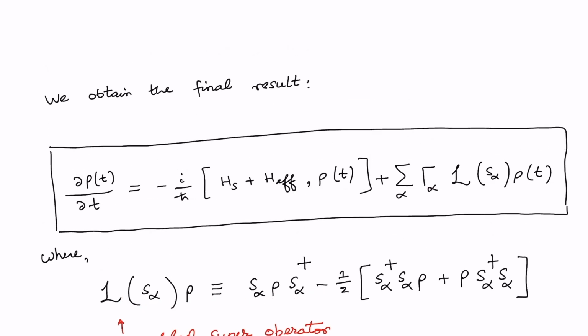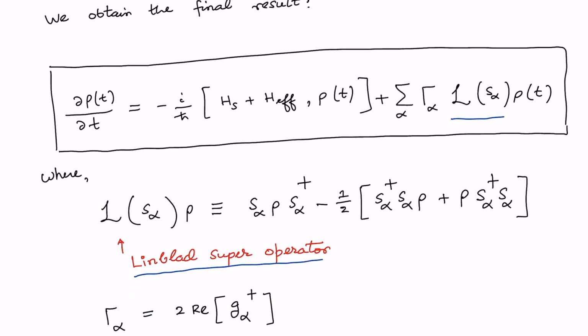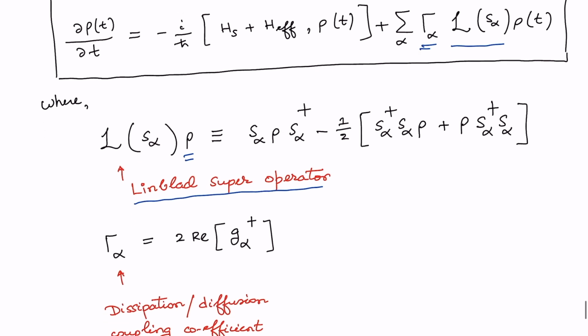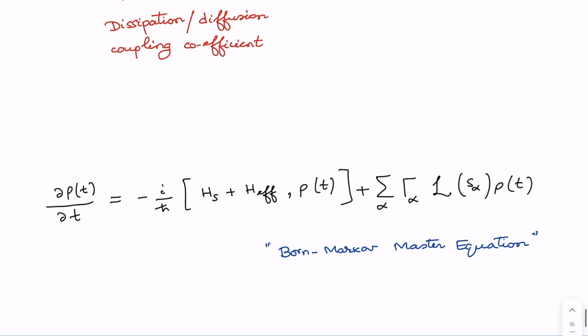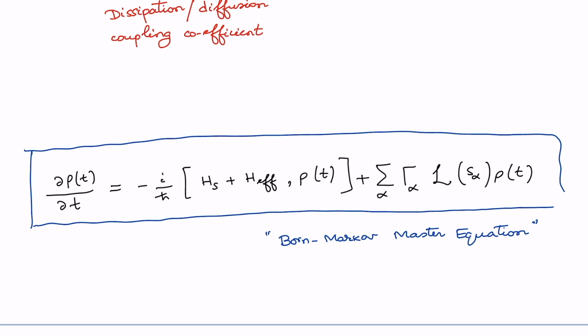Here this capital L, italicized capital L, is the so-called Lindblad super operator. It is called so because, as you can see, it operates on the density operator rho, and these gamma alphas here represent dissipation or diffusion coupling coefficients, which result from the interaction of the reservoir with the system. So we have derived the quantum master equation, and this form is known as the Born-Markov Lindblad master equation, and also it is known as the Lindblad form of the master equation in the Born-Markov approximation.